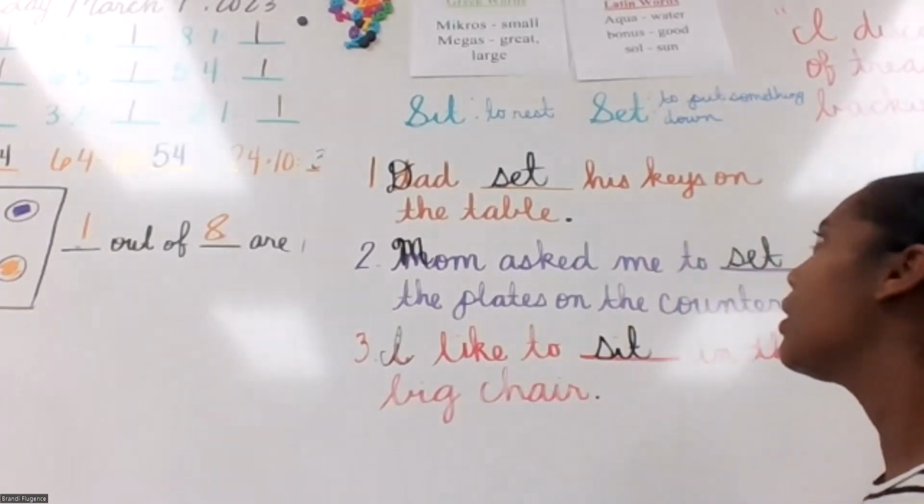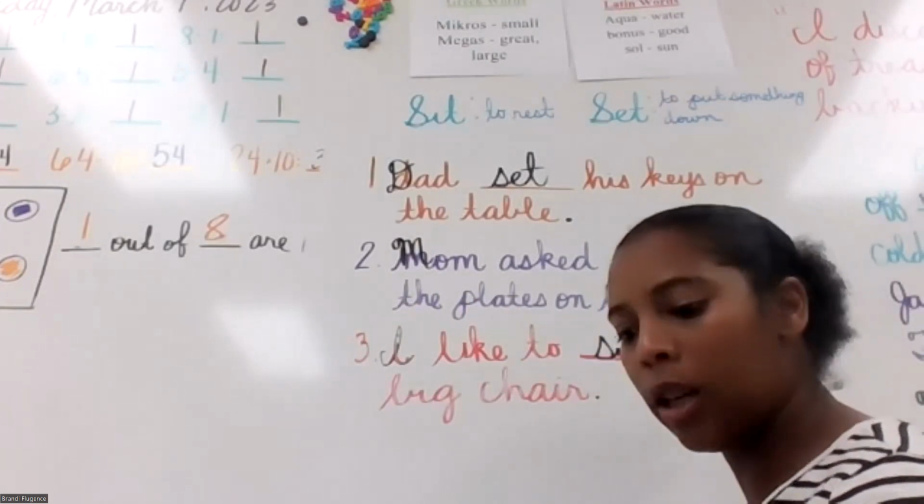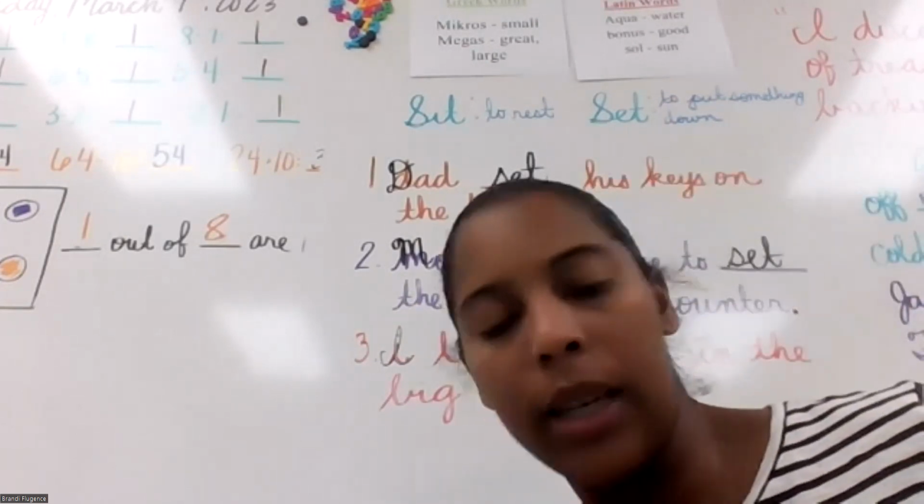Awesome. All right, good. So that's how we use sit and set in sentences. Good job, guys. All right, let's go ahead and move on to our phonics lesson.